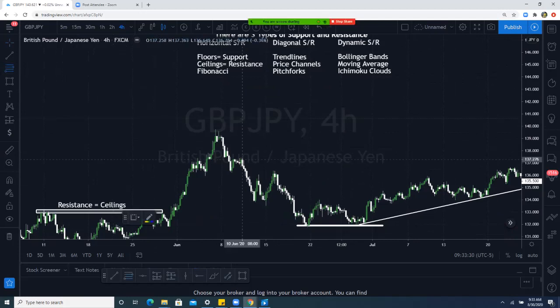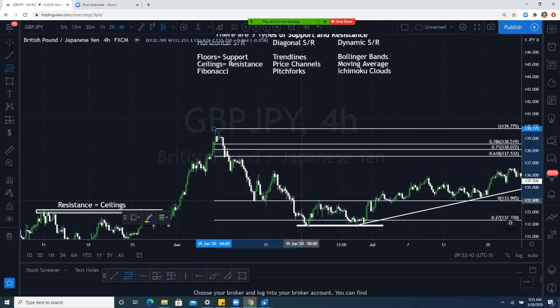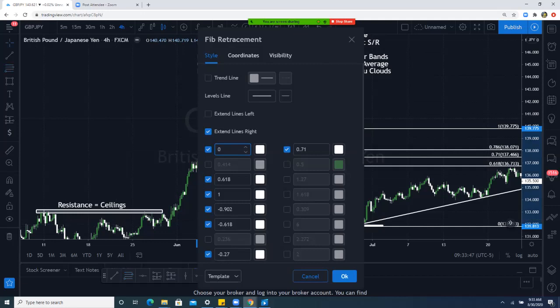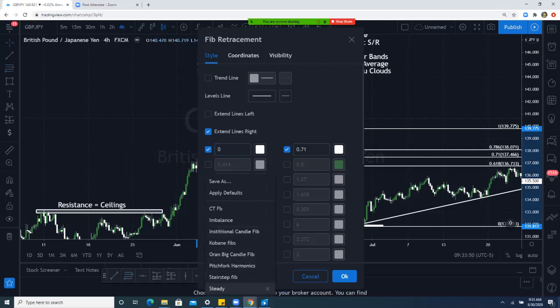So to get into it, this is the Fibonacci tool. The way to use Fibonacci, if you're measuring out a downtrend, you're going to draw from the top to the bottom. Let me use the generic Fibonacci.